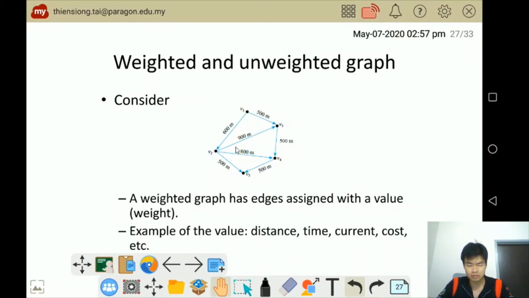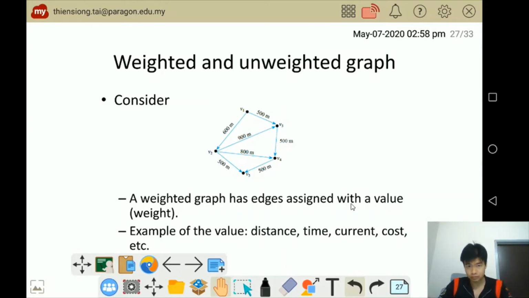If you take two adjacent vertices as an example, for example v1 and v2, we can see that from v1 to v2 it takes 600 meter. So 600 meter is a value assigned to the edge connecting v1 to v2. Meter stands for the distance. So the values can be anything, and can carry any meaning. It can go from distance to time to current, as in electricity, or the cost, and so on. Many meanings here and there.